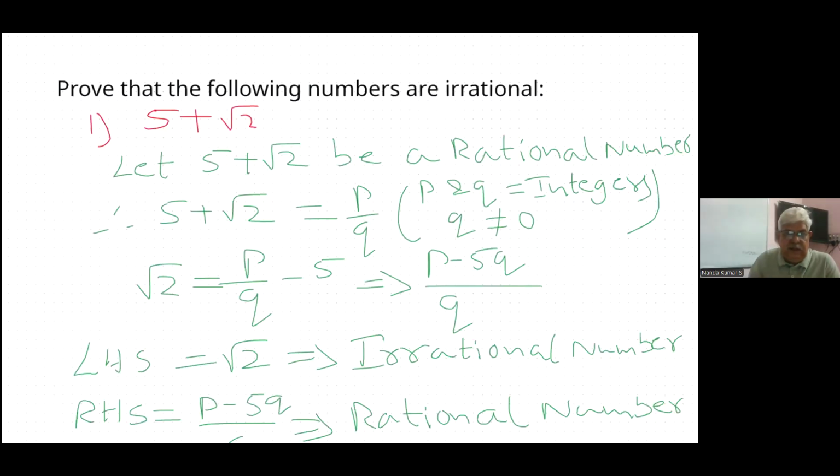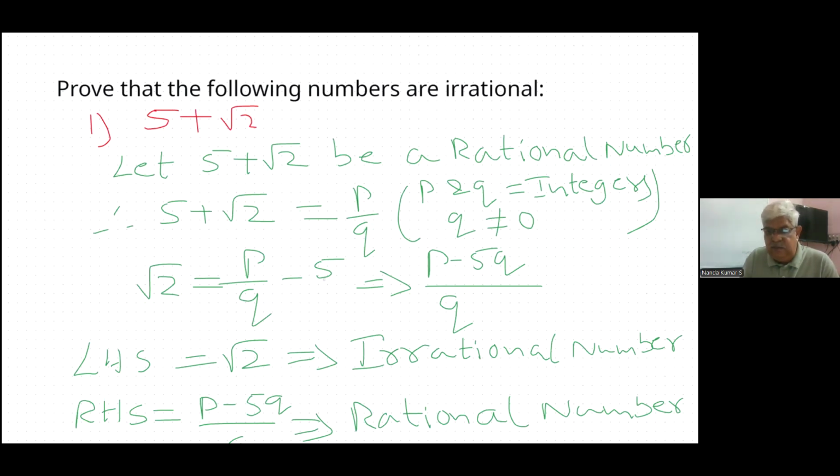Right, children, here in the next numerical, we are trying to prove 5 plus root 2 is an irrational number. Hence, in the first step, I considered let 5 plus root 2 be a rational number. Therefore, 5 plus root 2 I write in the form p by q, where p and q are integers and q is not equal to 0. I shifted 5 from the left hand side to the right hand side. So it became minus 5.